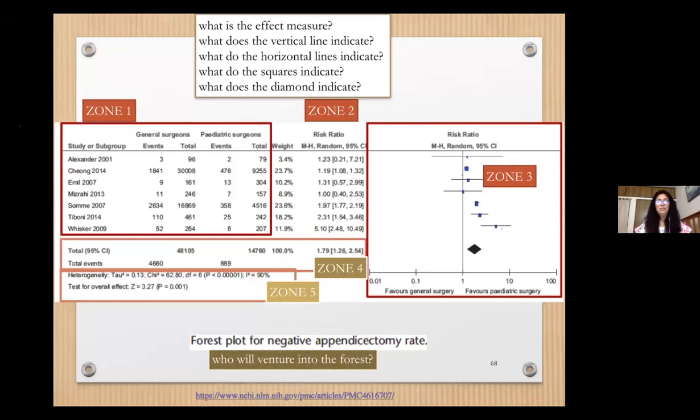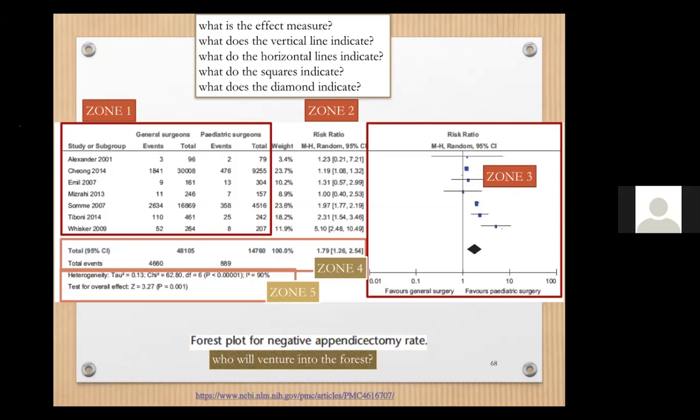Yes, that is the total one. That comes in zone 4. So zone 2 will give us the values for each study. First of all, it also tells us what we are measuring here. We are measuring the risk ratio, and how we are measuring it. The model is also shown there. It's a random effects model, not a fixed effects model, and it also gives us the confidence intervals of each study and the weight.